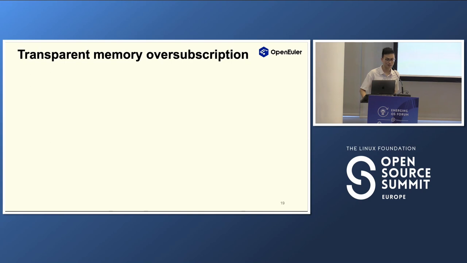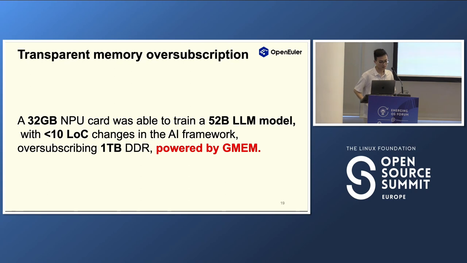GMEM also enables transparent memory oversubscription. In one sentence, a 32 gigabyte HBM NPU was able to train a 52 billion parameter LLM with only 2 lines of code changes in the AI framework. And it oversubscribed 1 terabyte of CPU DDR, powered by GMEM. We also made some comparison between GMEM and NVIDIA's UVM driver, but we are not releasing the numbers now. But the numbers are quite convincing, quite positive.